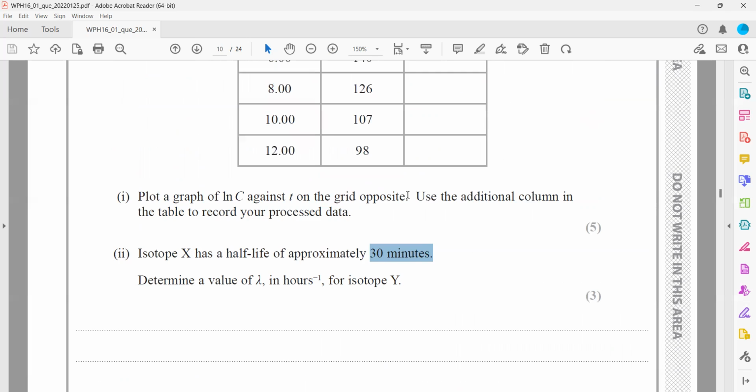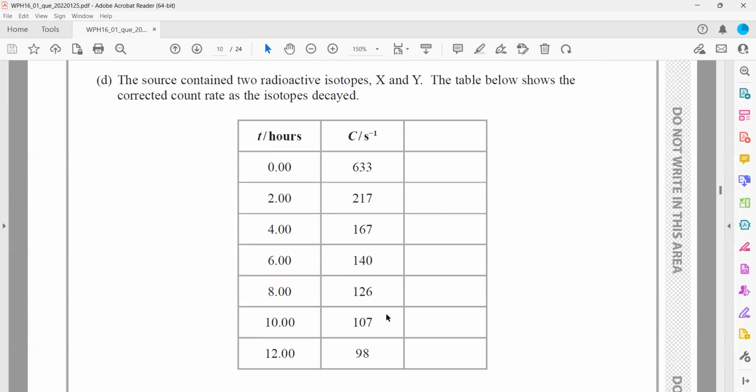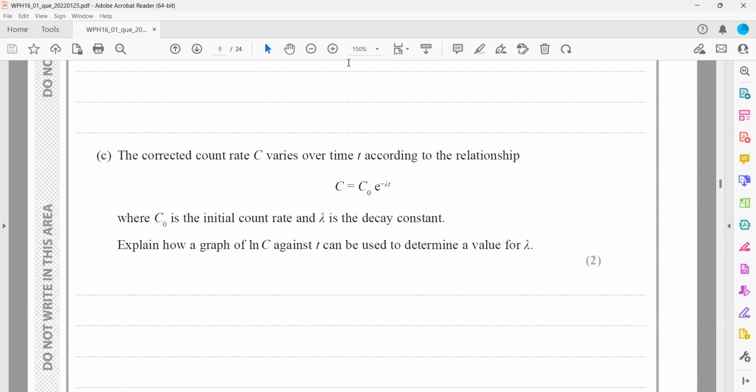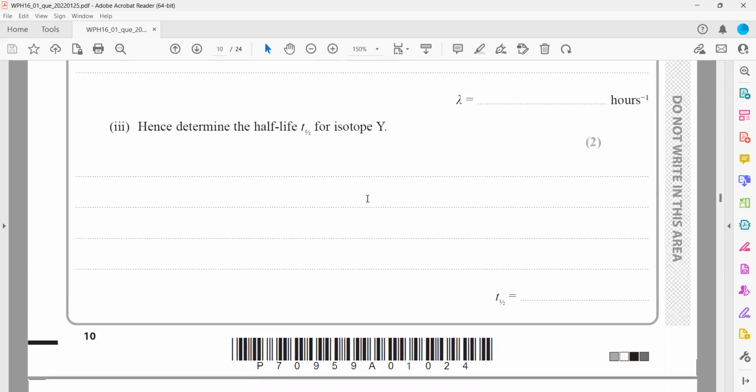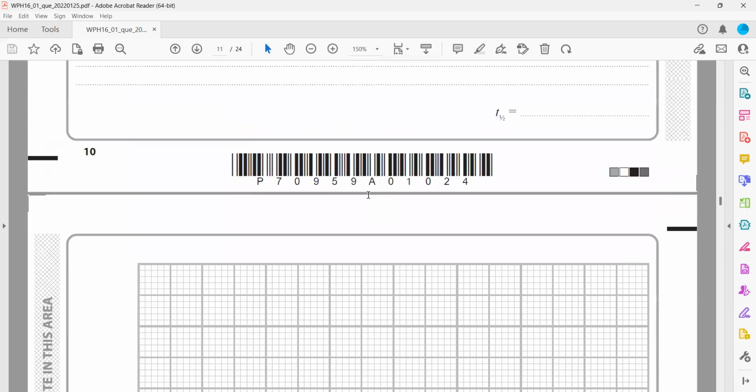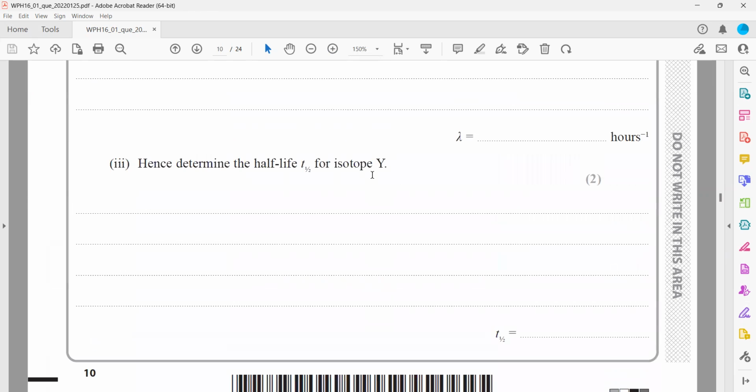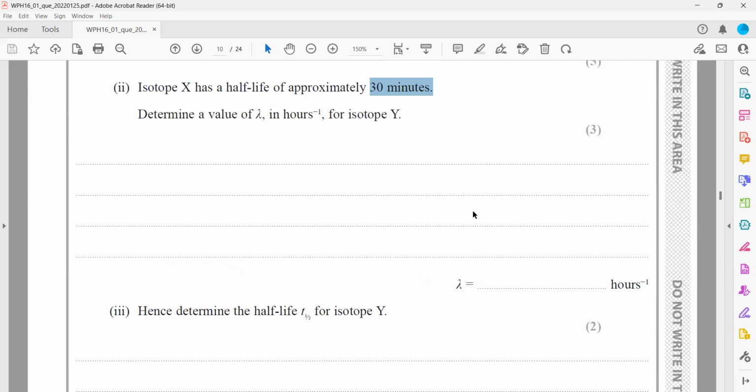So as we discussed, the gradient is actually equal to lambda. So what you have to do after plotting a graph is take the gradient, and that gradient will be equal to lambda. So plotting a graph and taking the gradient will give us the value of lambda. And the last part: hence determine the half-life for isotope Y.